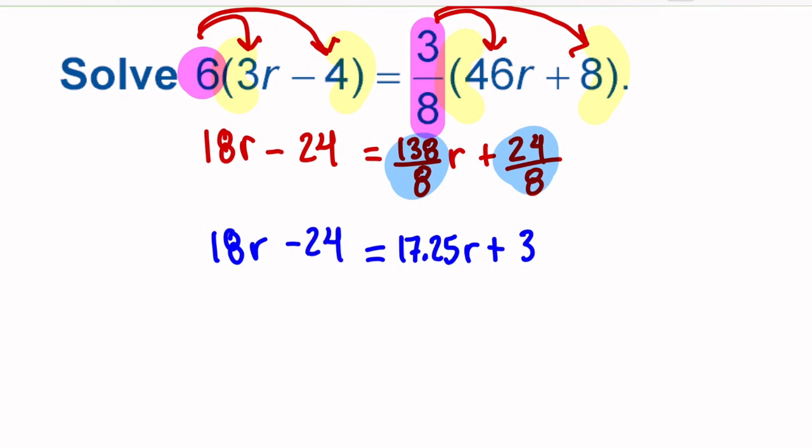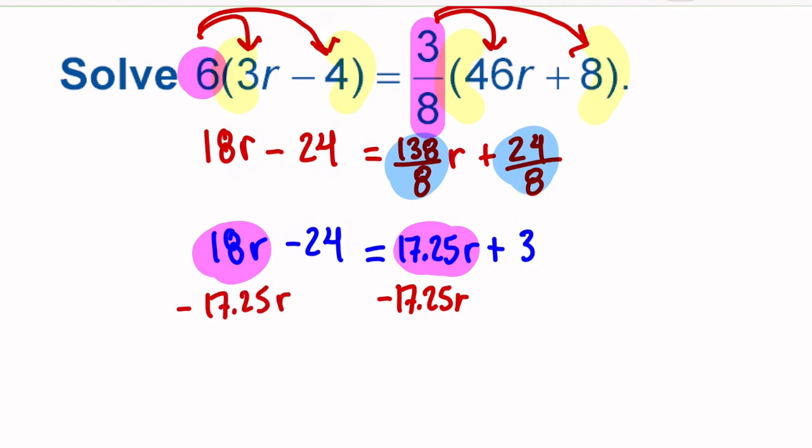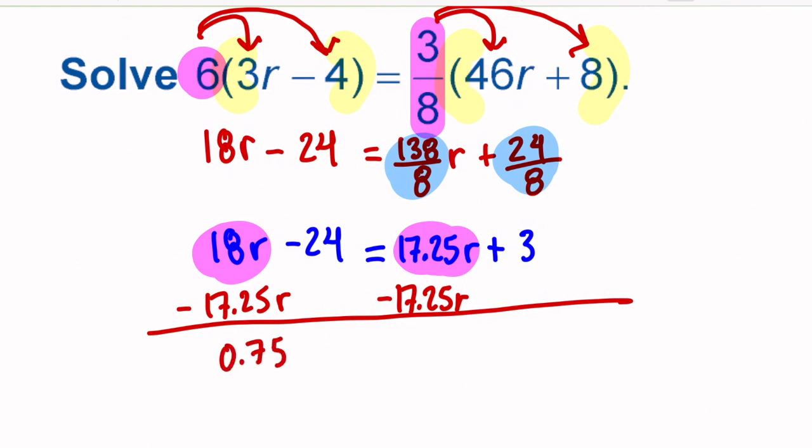Now that we have this simplified, we're going to look at the variables, the r's. From the r's, we're going to choose the smallest one. So 17.25 is smaller than the 18, so I'm going to subtract 17.25r on both sides of my equation. So 18 minus 17.25r, we get 0.75 or 3/4, minus 24. Bring down the equal sign, the 17.25's are canceled, bring down the 3.